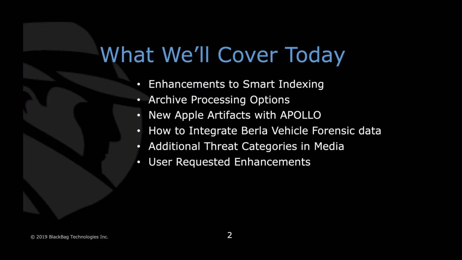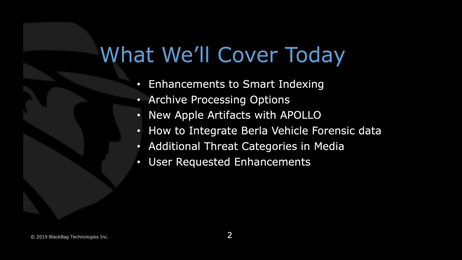Today we're going to cover the highlights of new features in BlackLight 2019 R2. So we've had several features that we released early in the year that we've updated, and we're going to cover some of those in the beginning. So we're going to talk about how smart indexing has improved and what additional capabilities you have with it. We're also going to talk about some new integrations that we have.